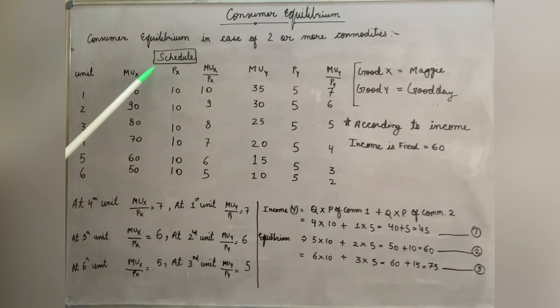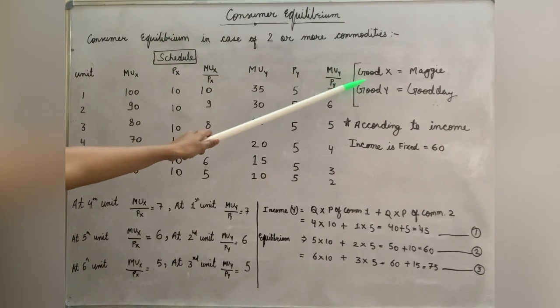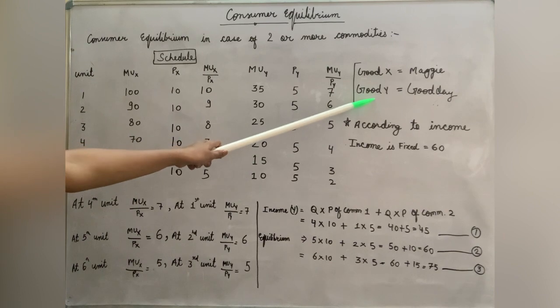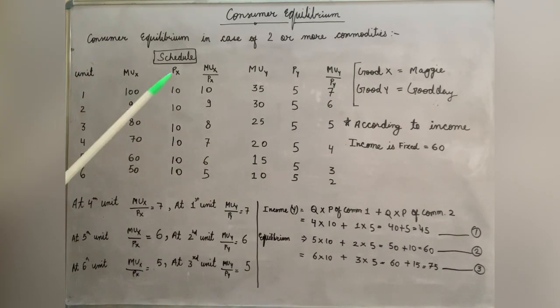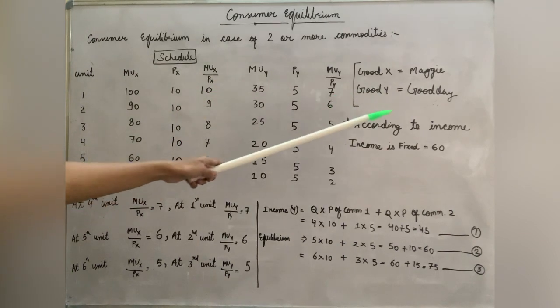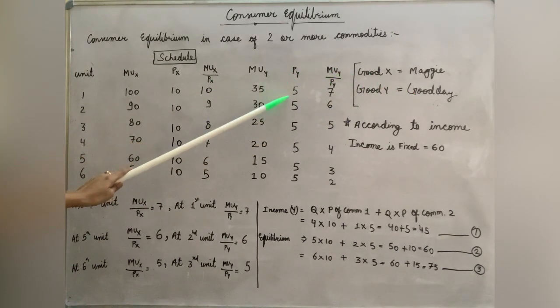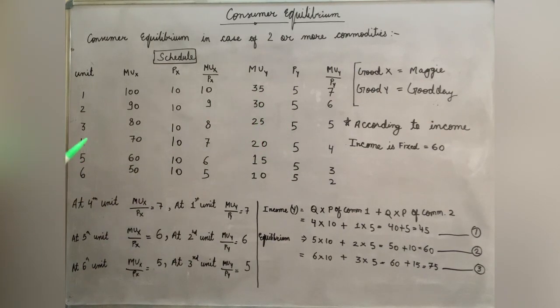So here is a schedule of two or more commodities. We are taking good X as Maggi and good Y as a Good Day biscuit. We are taking the price of Maggi as 10 rupees and the price of Good Day we are fixing at 5 rupees. As I am consuming unit 1, the marginal utility of good X is 100. It means that we are purchasing Maggi for 10 rupees and we are getting satisfaction at the 100 level.